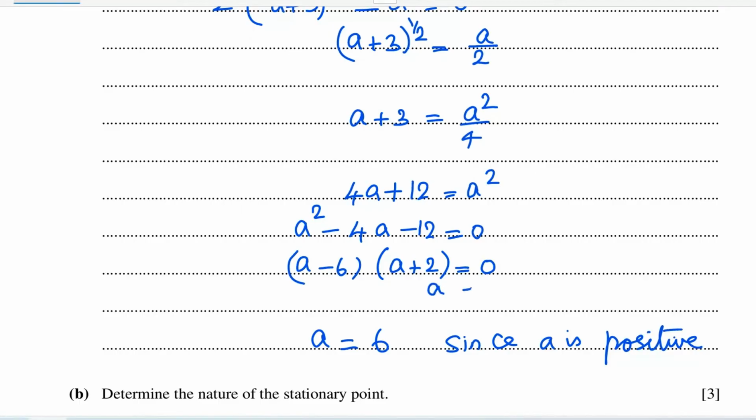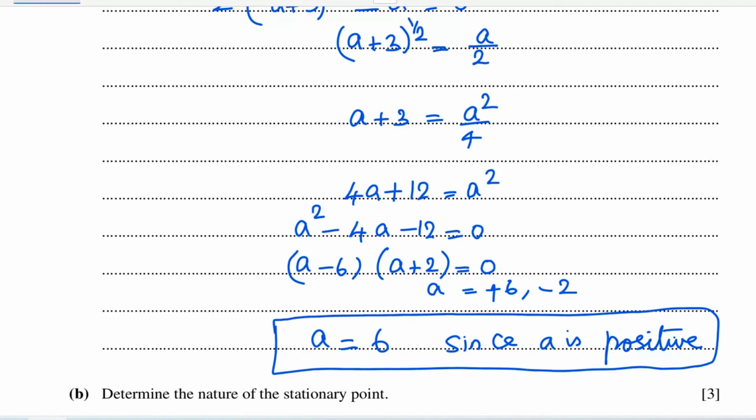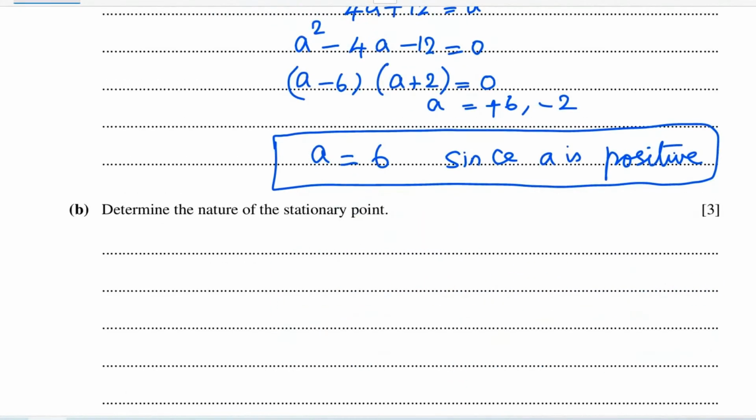So you can write here x equal to negative 6 or negative 2, positive 6 and negative 2. But this is the final answer. Determine the nature of the stationary point. To determine the nature of the stationary point, we need to find d square y by dx square.